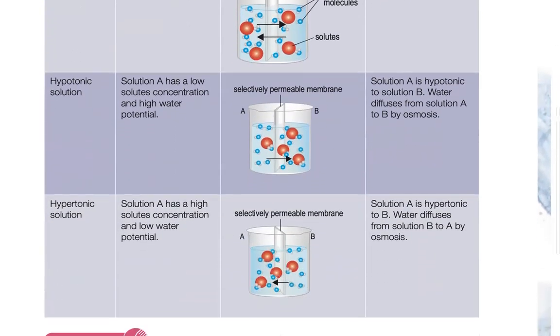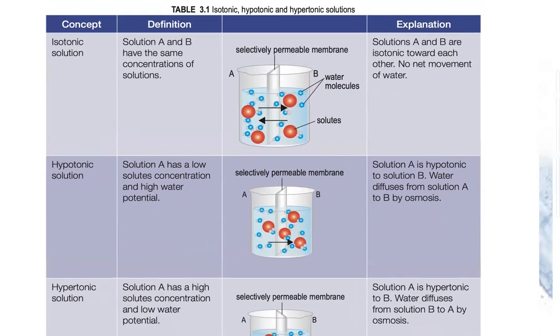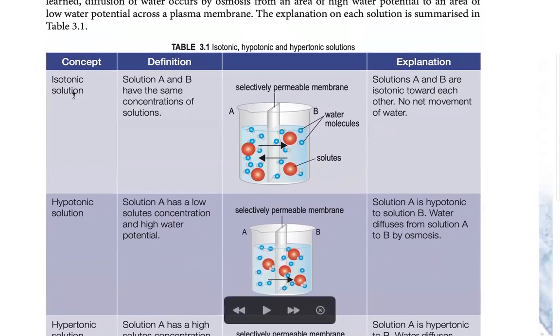Okay, cikgu nak pergi kepada isotonic dulu. Okay, awak tengok ni, konsep isotonic. Apa maksud isotonic solution? Okay, isotonic solution is produced when solution A and solution B have the same concentration of solution. Okay, so awak tengok this is selective permeable membrane.